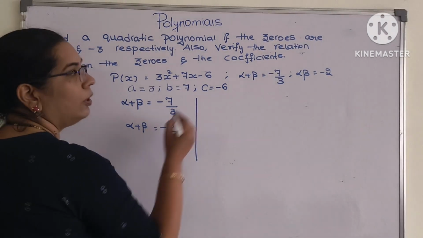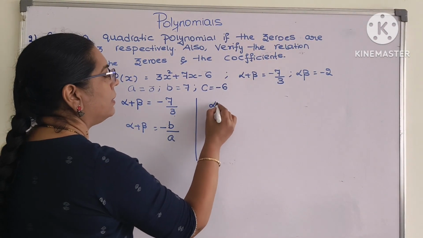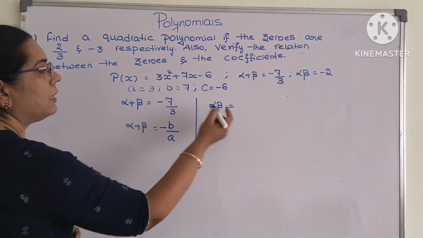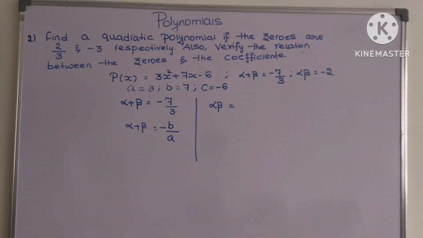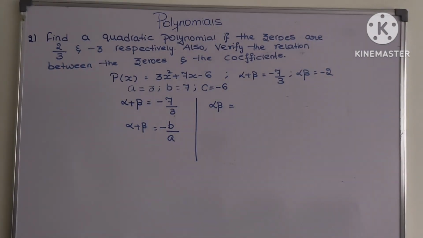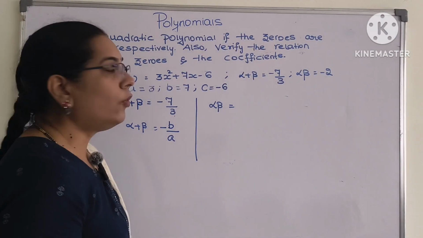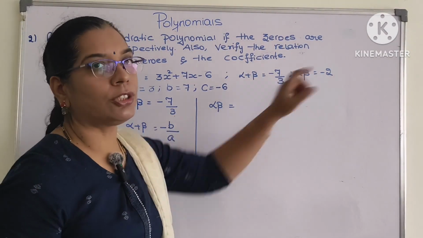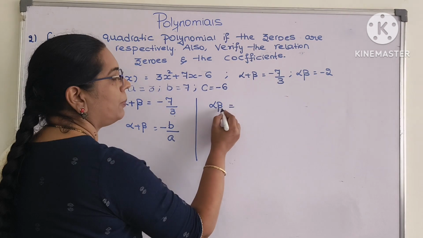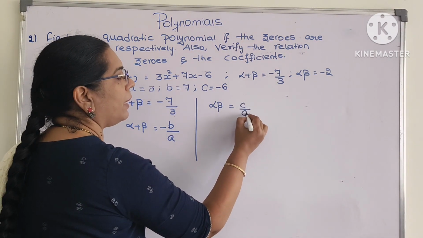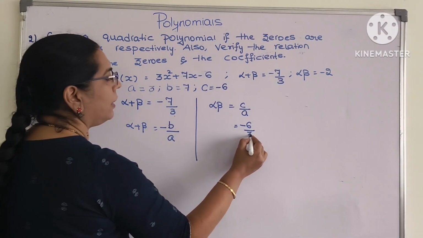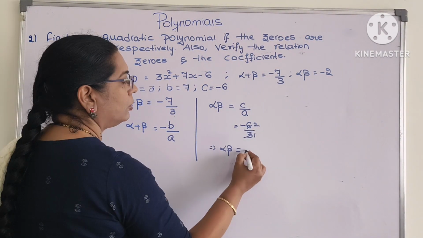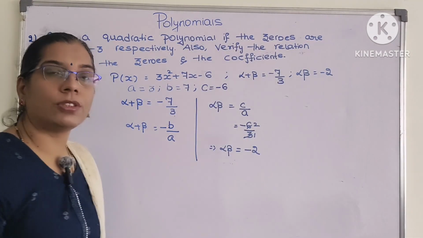The next one. Now we have to show that alpha beta is equal to c by a. We know the relationship alpha beta is equal to c by a, which is, what is c? Minus 6. What is a? A is 3. So 3 ones 3, 2. So we proved that alpha beta is equal to minus 2.